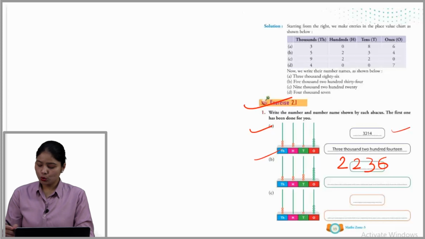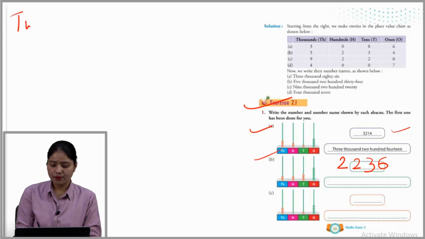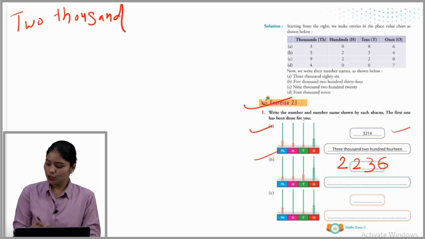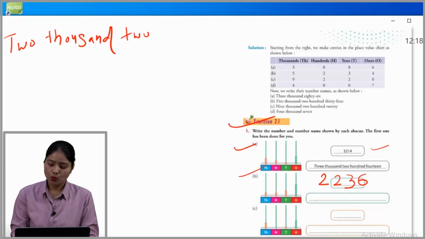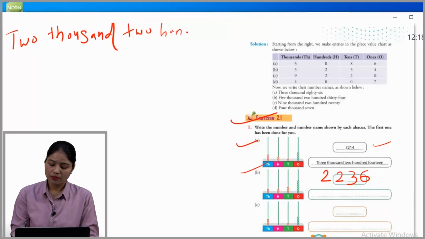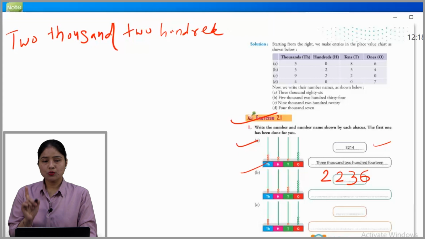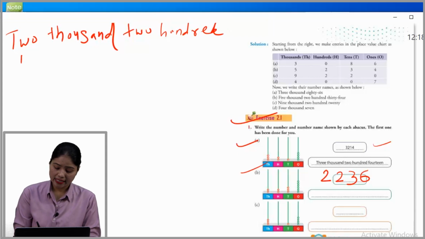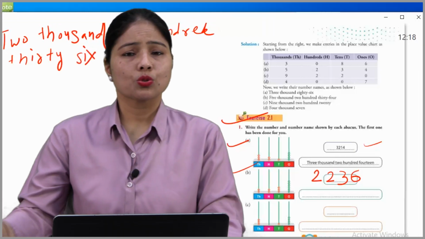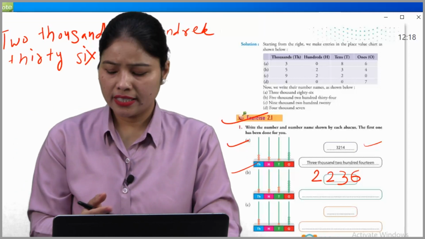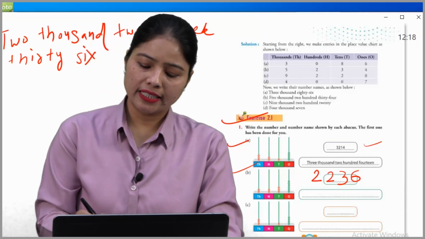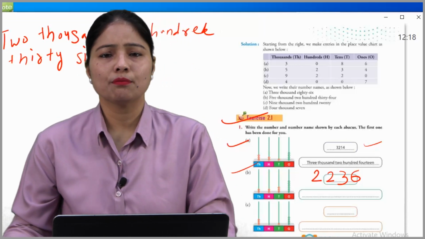How we will write? 2000. So like this, 2000, 2200, 2236. So write it 36. Okay. So this is very easy. You just read the abacus. How many beads are given there? Just write the value over there and write it like this. Okay. And you will get the answer by yourselves.